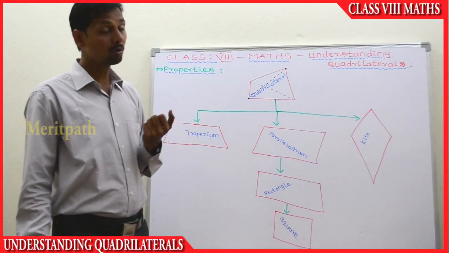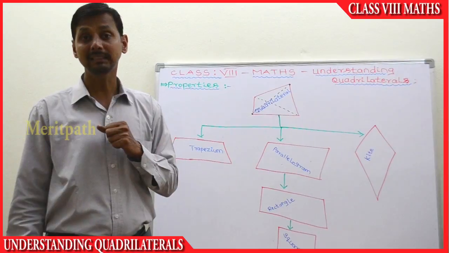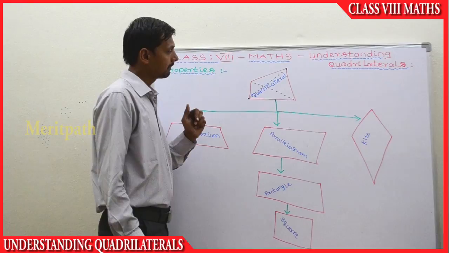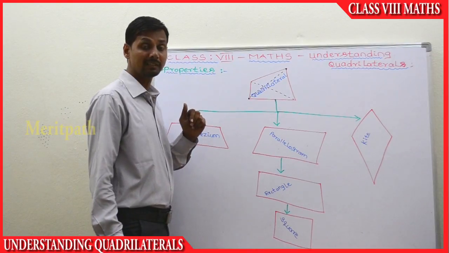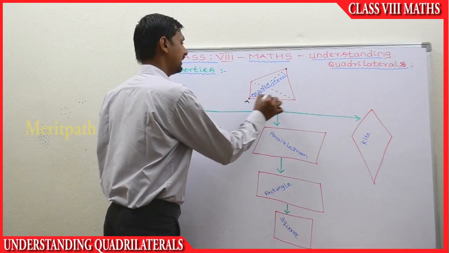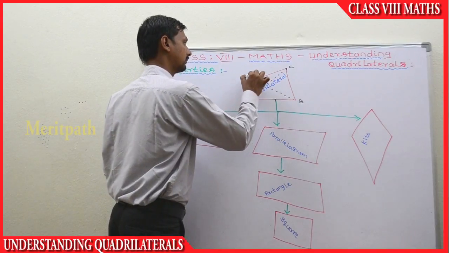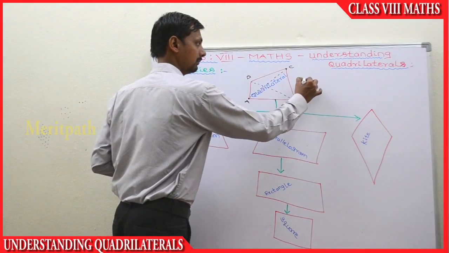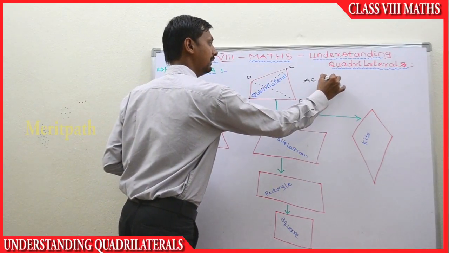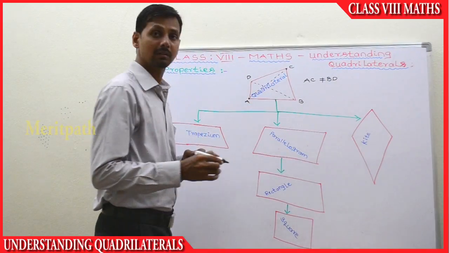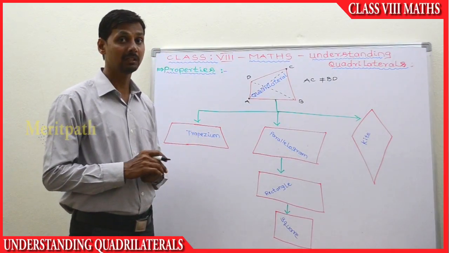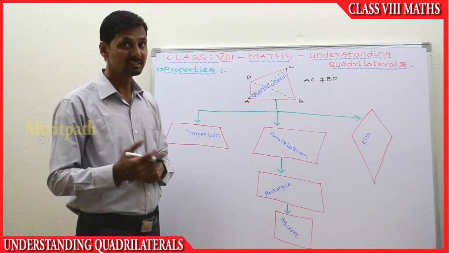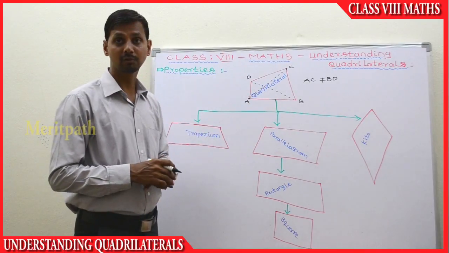Here we have some of the properties of quadrilateral. If you observe in this quadrilateral ABCD, the lengths of the diagonals AC and BD are not equal. AC is not equal to BD. The lengths of the diagonals in a quadrilateral are different, that is, AC not equal to BD.